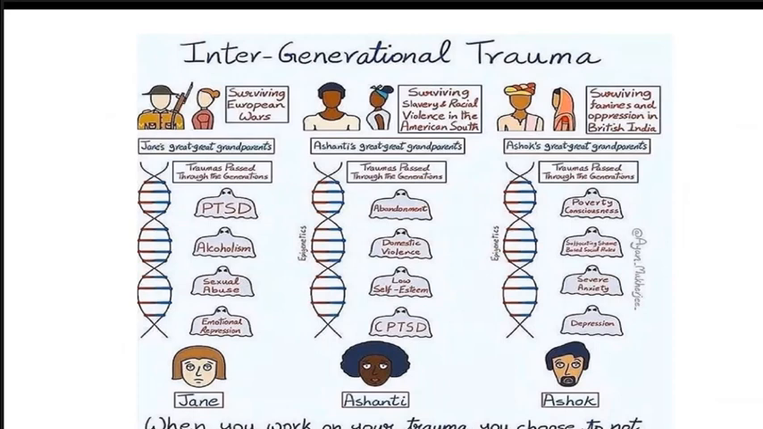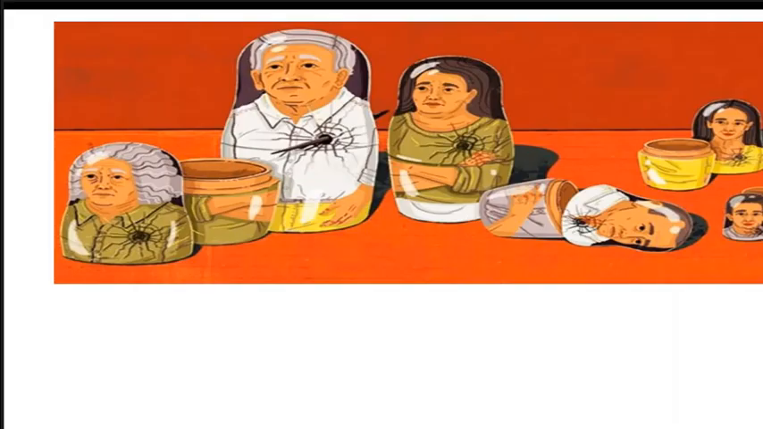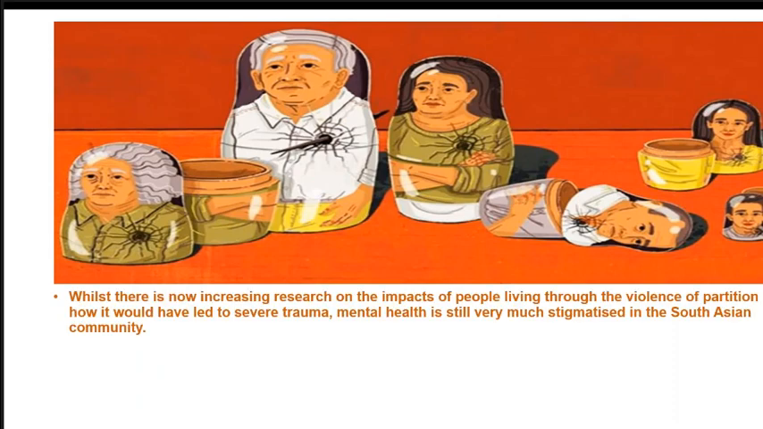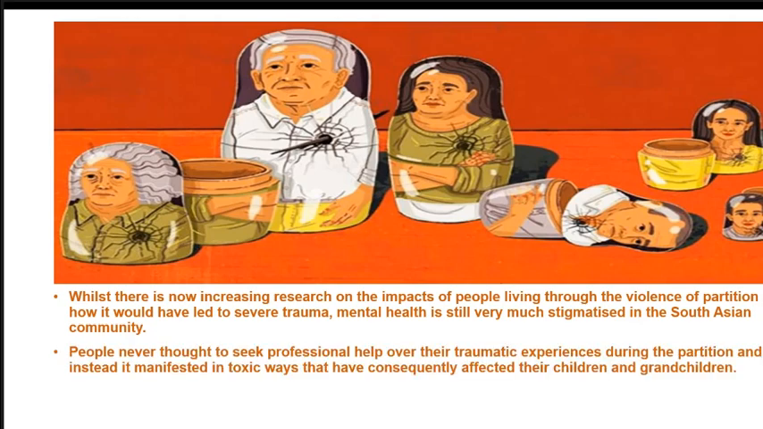And I think there are a lot of focus groups that have talked about this across generations, with people saying, actually, I didn't realize that my children were aware of what was happening for me. Thinking about intergenerational trauma, there's a lot of research now on the impacts of people living through the violence of partition and how it would have led to severe trauma and mental health problems. It's still very much stigmatized in South Asian communities, because people never thought to seek professional help over their traumatic experiences. And it manifested in toxic ways that then consequently had an effect on their children.